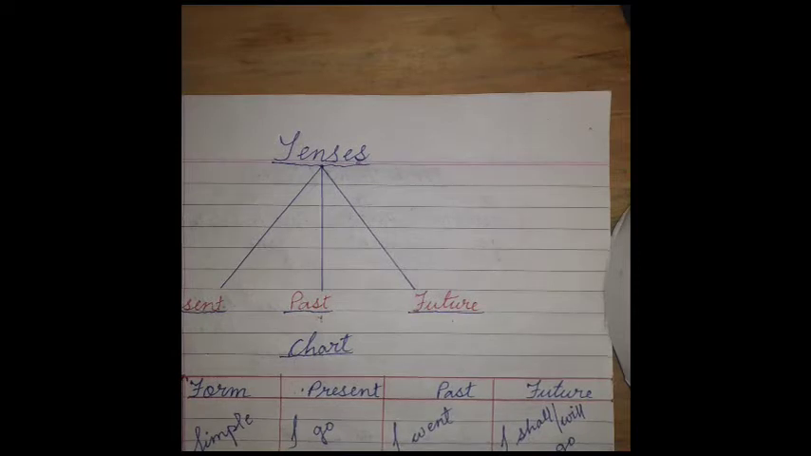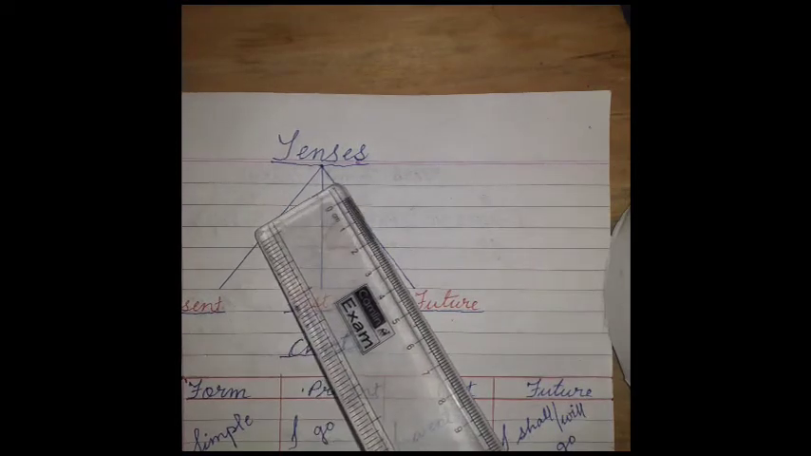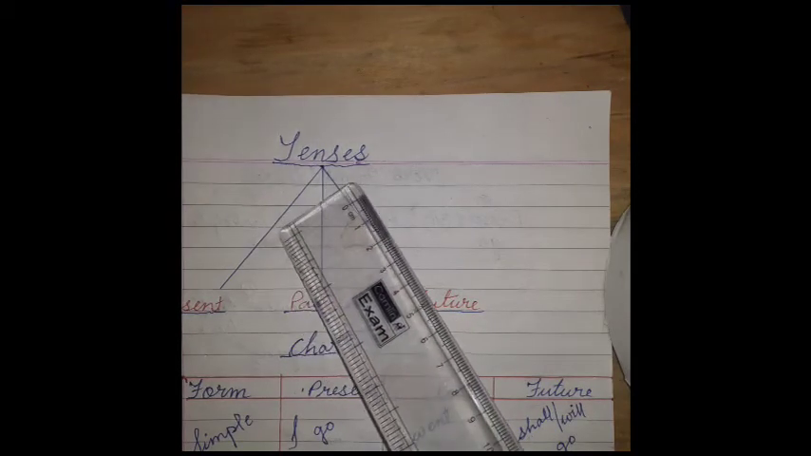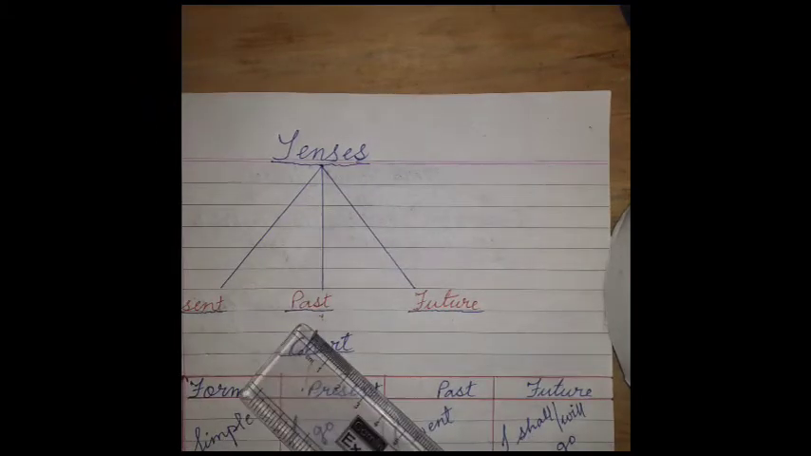So the first question is, what is a tense? Let me just explain to you in the simplest way. Tense denotes the time of an action. An action, A-C-T-I-O-N, it shows the time of an action.